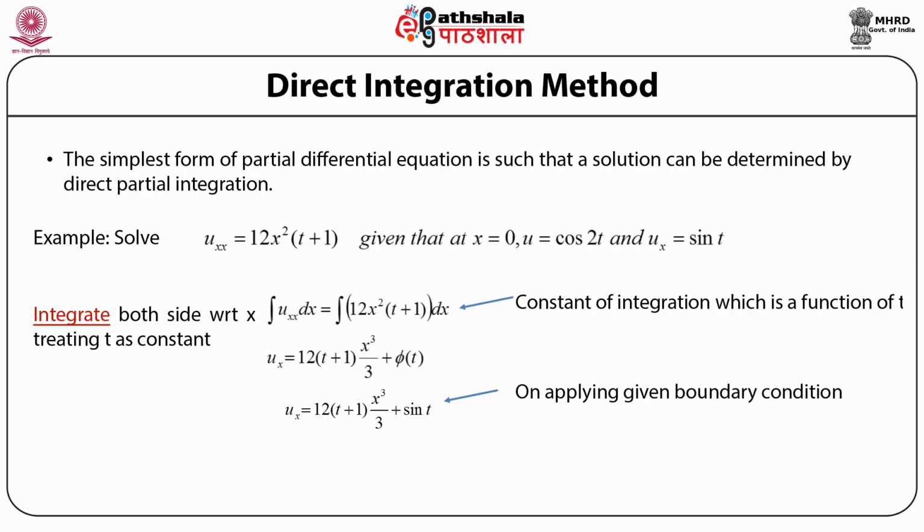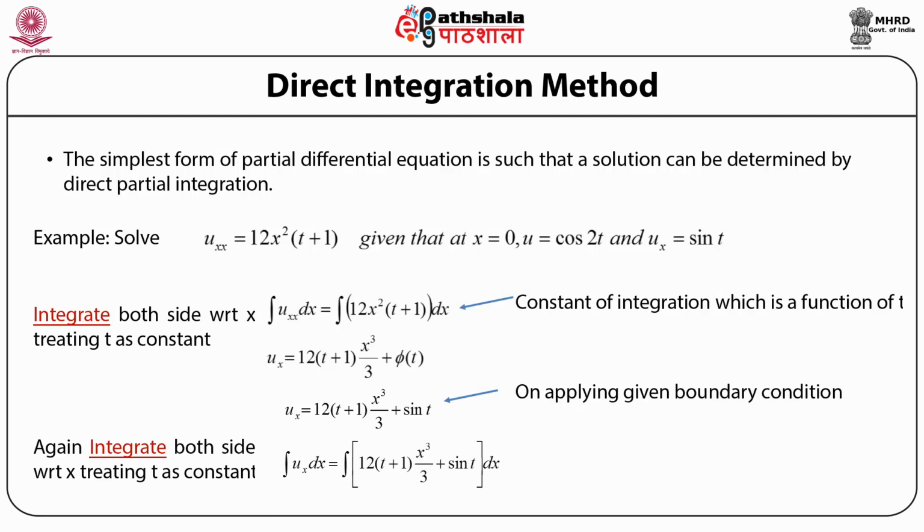Because at x is equal to 0, the whole term (12t + 1) x cubed is going to become 0. So u of x becomes sin t. Then we integrate one more time to find u, or the function value u. Once we integrate, similarly as shown in the figure, we can see the solution in the next slide.